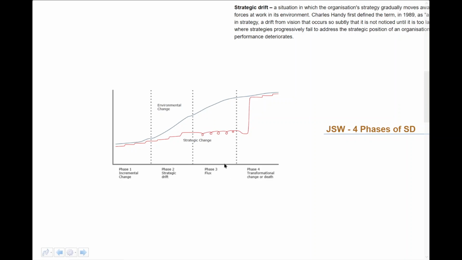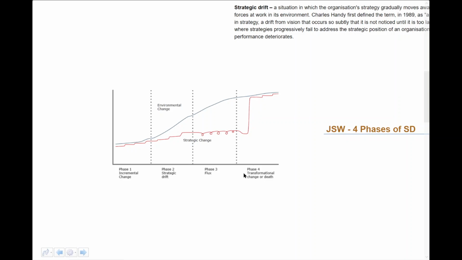Then we go into flux. So this is where the madness occurs. We are all over the place, going around in circles. And if we get to this point here, either we've recognized that some sort of transformation in our approach, some sort of adjustment in our strategy is required to get us back on track in terms of where the environment is heading, or we die.